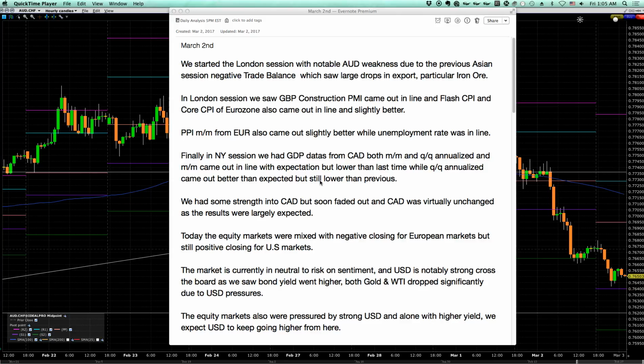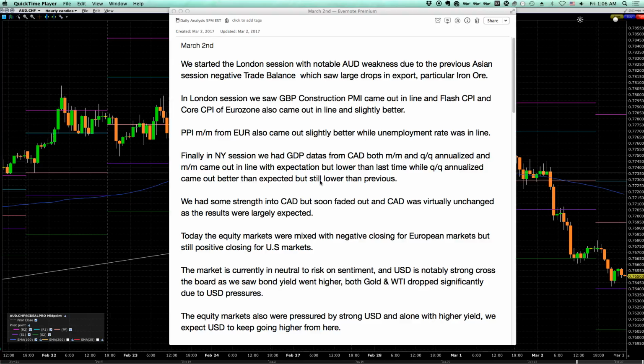We should see Aussie regain strength, especially versus weaker currencies such as the Japanese yen, Swiss franc, euro, or even the British pound. In the London session, we had the UK construction PMI, which came out in line, and the flash CPI and core CPI for the Eurozone also came out in line and slightly better.